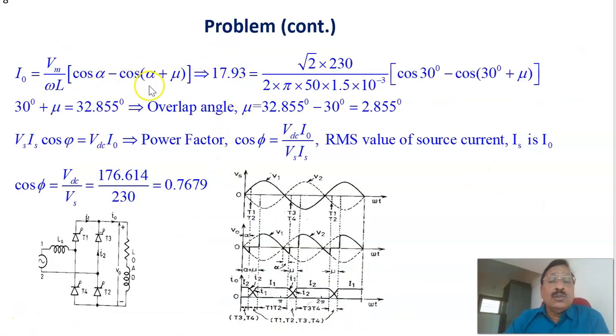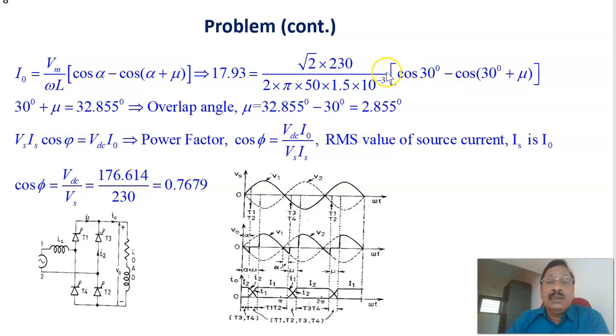Continuing the problem, you are asked to find the overlap angle. The corresponding current I0 equals Vm by ω Ls into cos α minus cos (α plus μ), which is equal to 17.93. Here I0 equals 17.93, and Vm equals root 2 into 230, divided by 2πf into the inductance Ls, into cos 30 minus cos (30 plus μ). Here μ, the overlap angle, is the unknown.